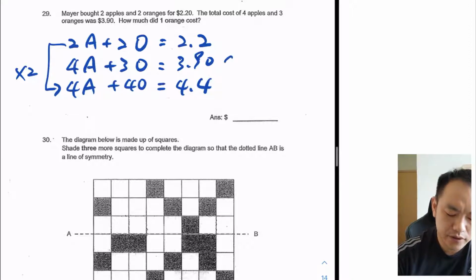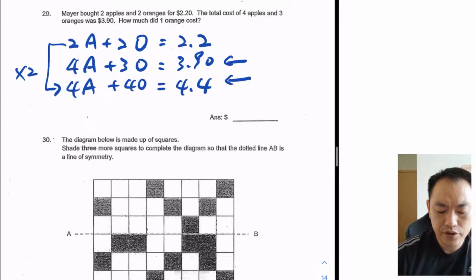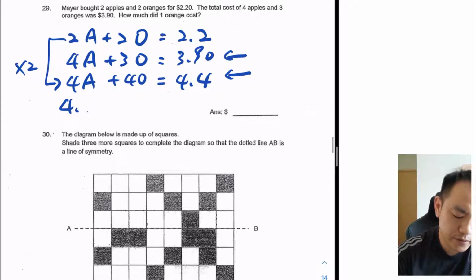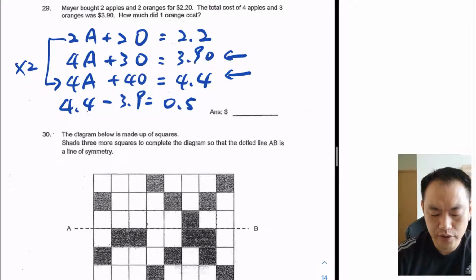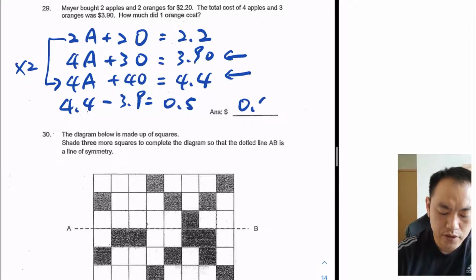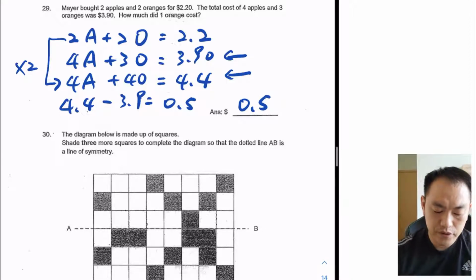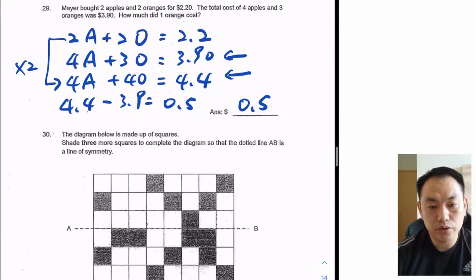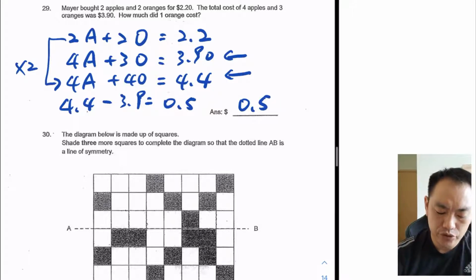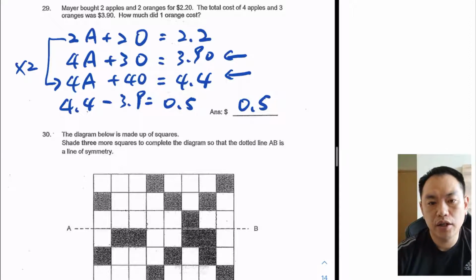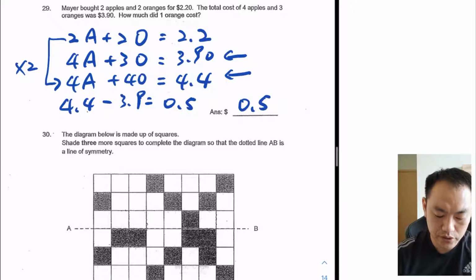And if you compare these two lines, 4 apples plus 3 oranges is 3.9, and 4 apples plus 1 extra orange is 4.4. So if you take 4.4 minus 3.9, the difference is the price of 1 orange, which is $0.5. Yep, so it's quite straightforward. Alternatively, you can get 1 apple plus 1 orange equals $1.1, and then times by 4 or times by 3, and then you can either get rid of apple or get rid of orange from the second clue. So it should be quite straightforward.